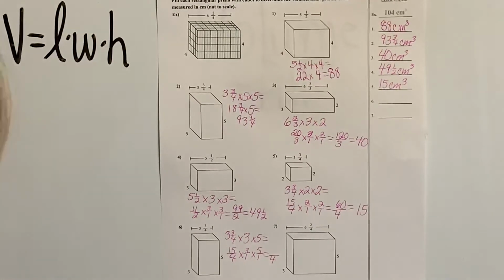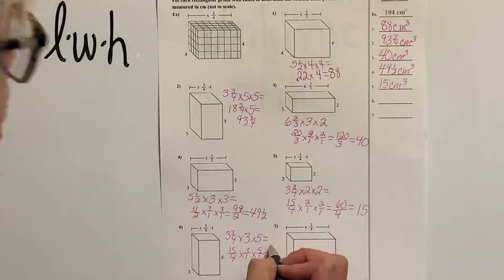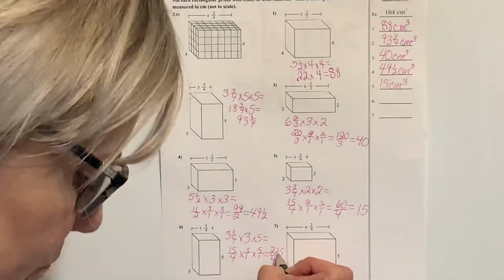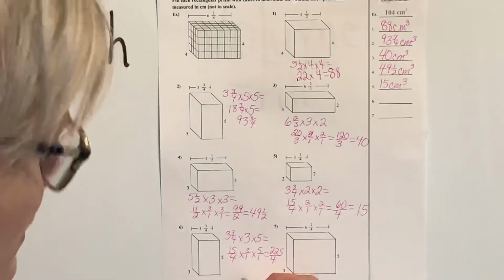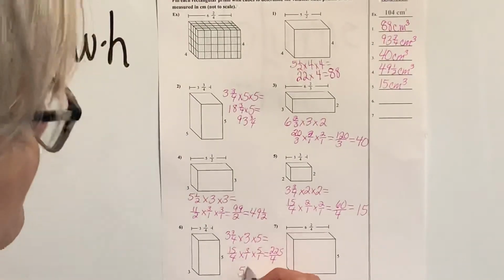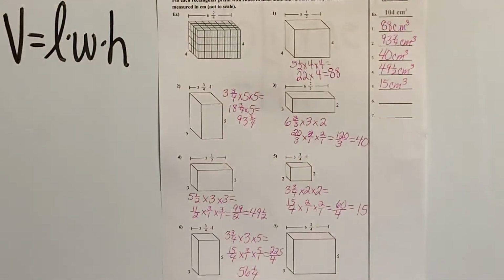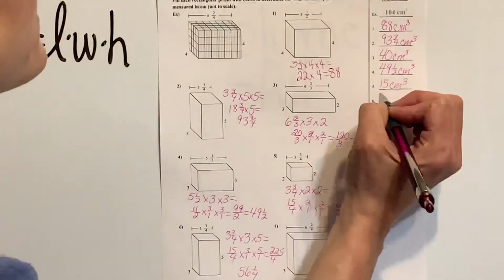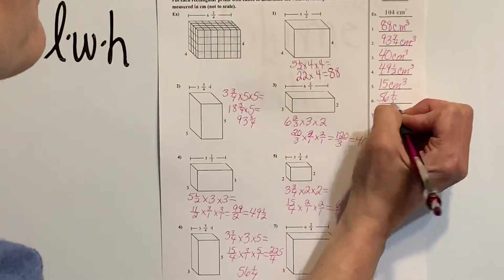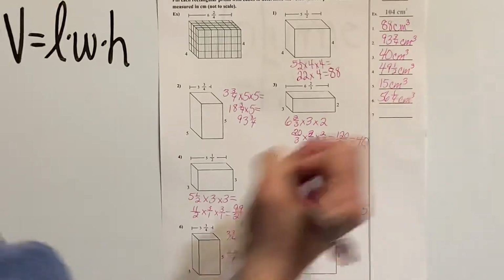which is 225. 225 divided by 4 gives me 56 1/4. This would be 56 1/4 centimeters cubed.